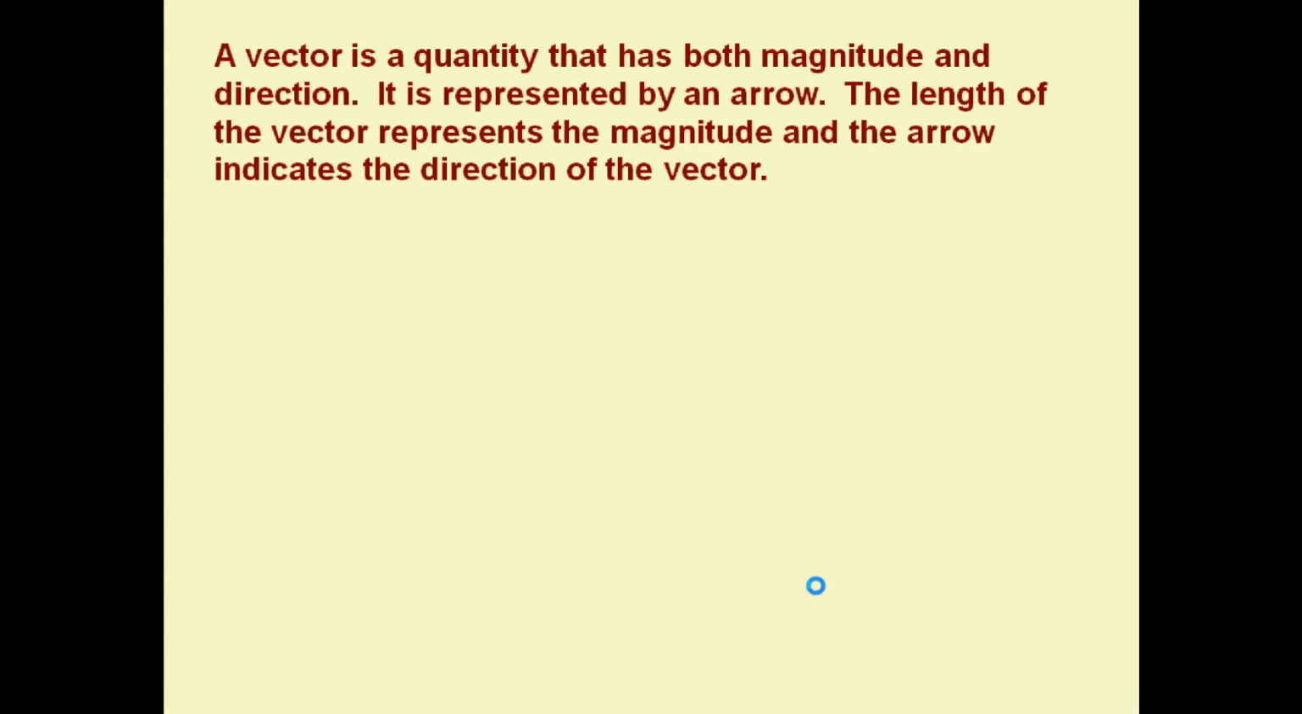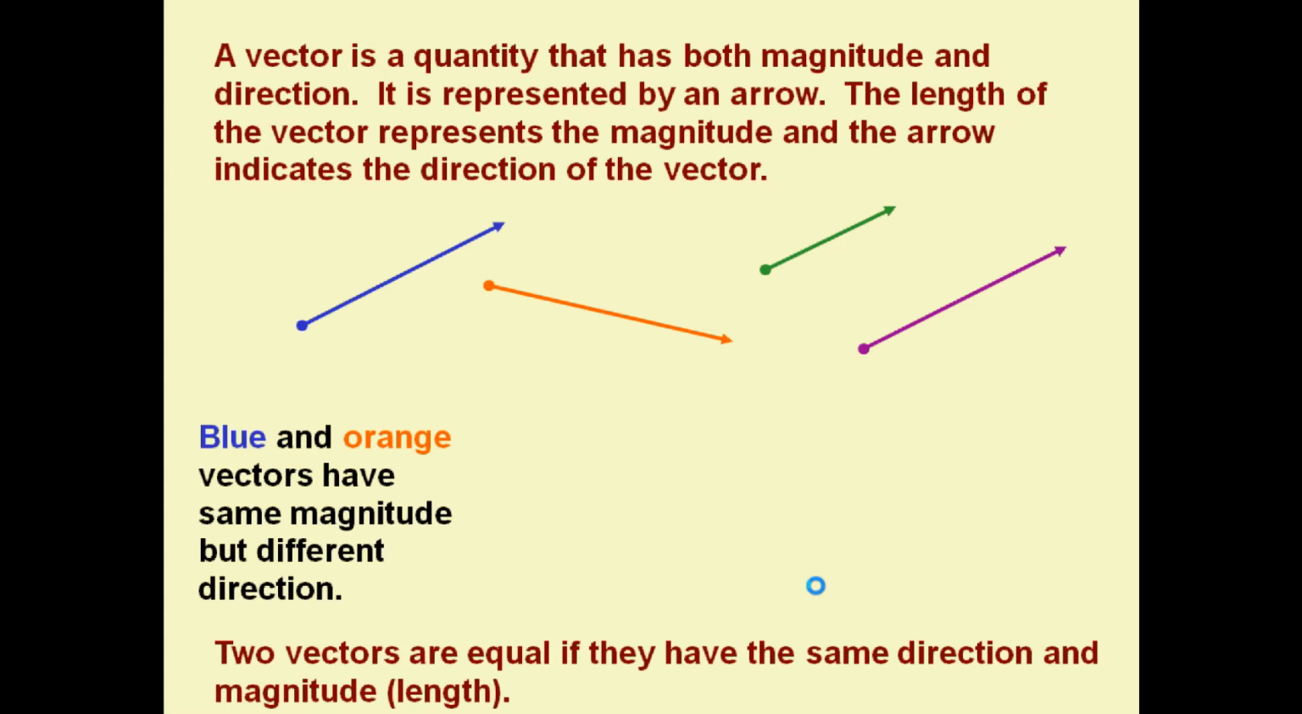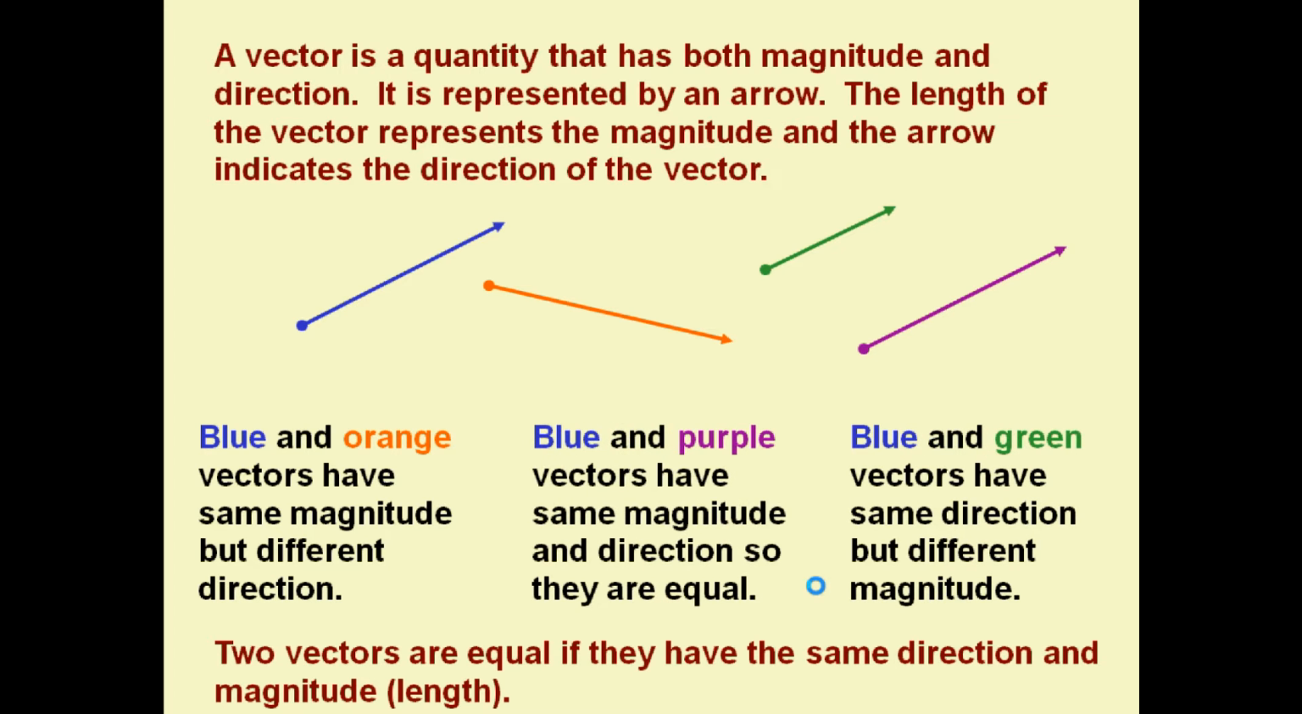A vector is a quantity that has both magnitude and direction. It is represented by an arrow. The length of the vector represents the magnitude, and the arrow indicates the direction of the vector. As you can see, these are the four lines: blue, orange, green, and purple.